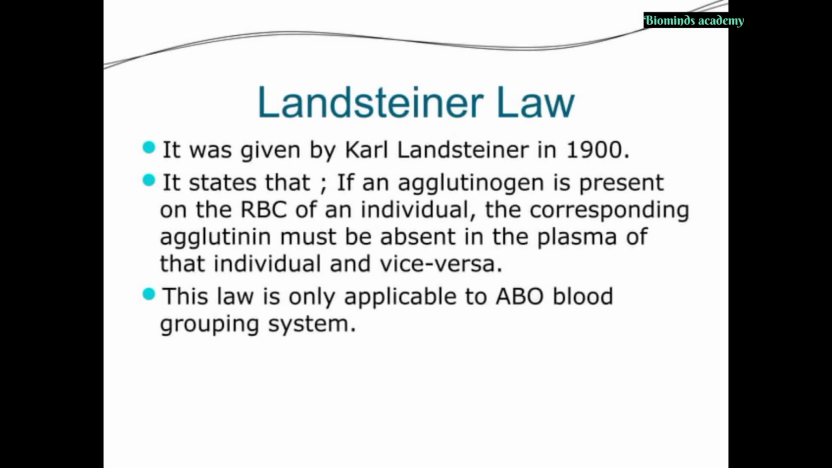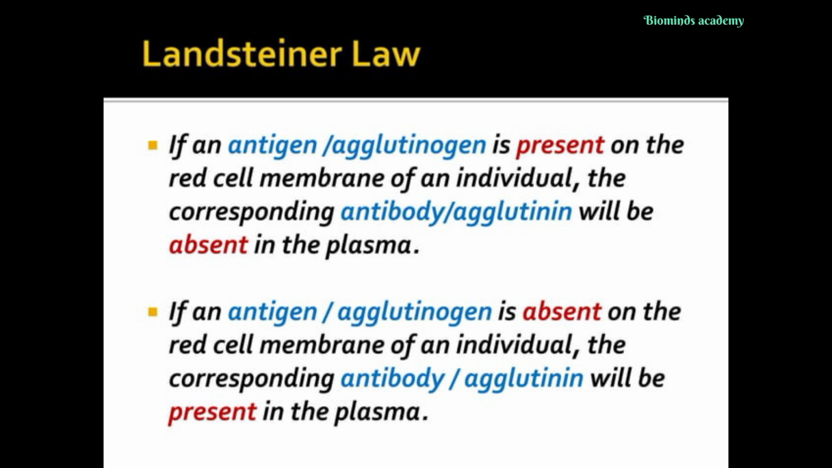The ABO system was given by Karl Landsteiner in 1900. It states that if an agglutinogen is present on the RBC of an individual, the corresponding agglutinin must be absent in the plasma of that individual, and vice versa. The Landsteiner law says if an antigen is present on the red cell membrane of an individual, the corresponding antibody will be absent in the plasma.